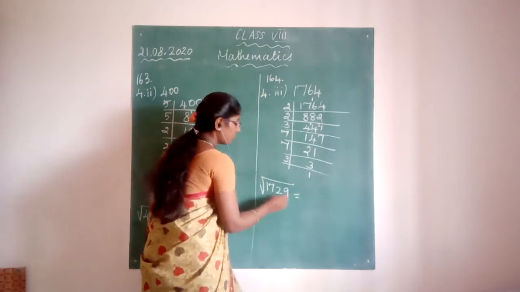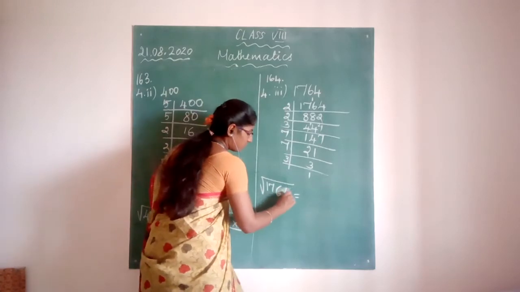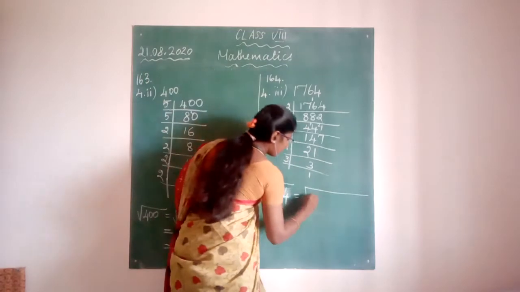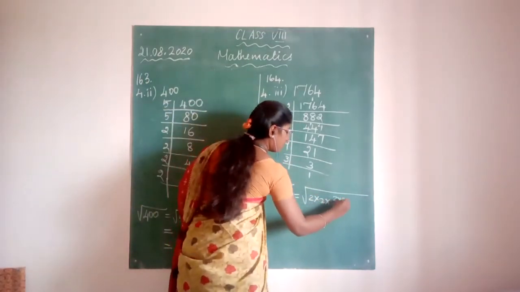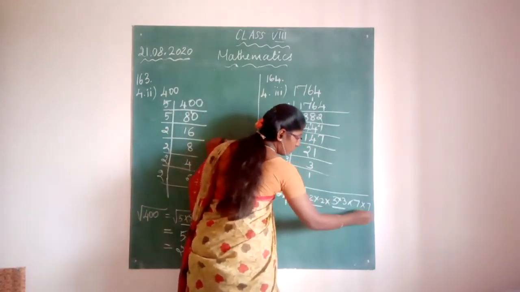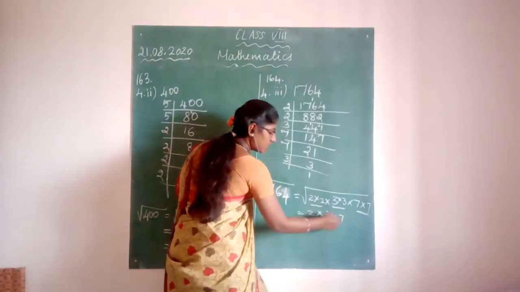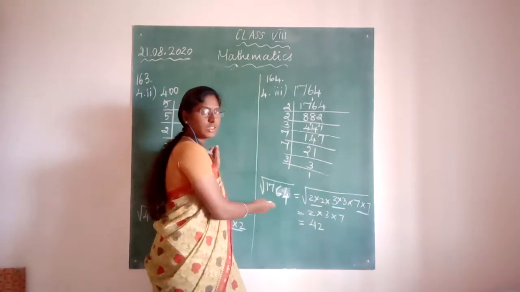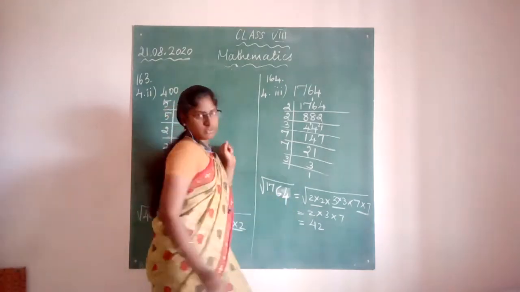1764 is equal to root of 2 into 2 into 3 into 3 into 7 into 7. Okay, so you can take 2 into 3 into 7 outside. So the answer will be 6 7s are how much? 42. So 42 square is 1764, or else you can say square root of 1764 is 42. Is it clear?